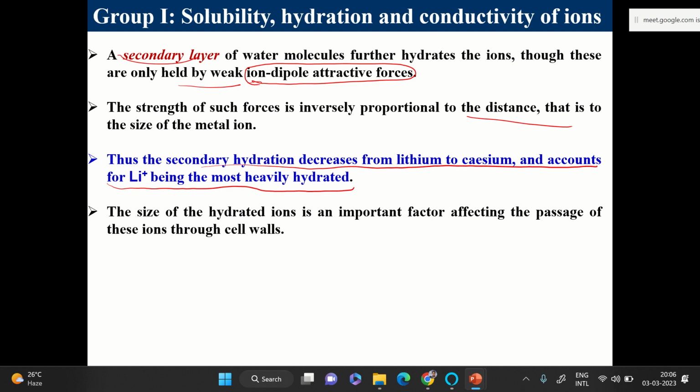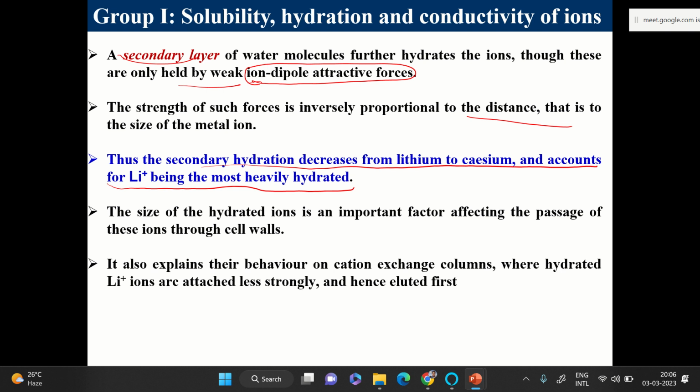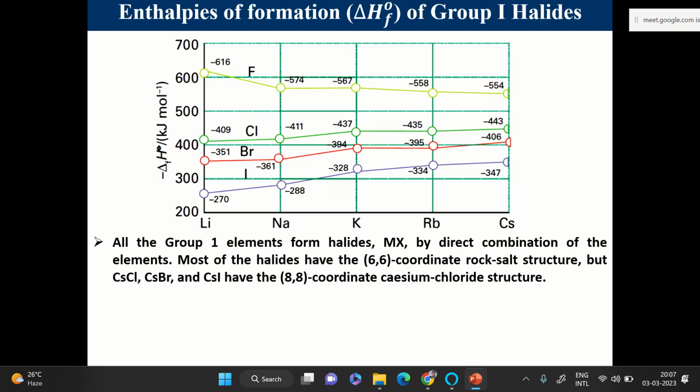The size of hydrated ions is very important biologically through movement through cell walls, so if you need to have a sodium potassium pump, that is most suitable. It also explains the behavior on cation exchange columns, where lithium plus is attached less strongly and hence eluted first.